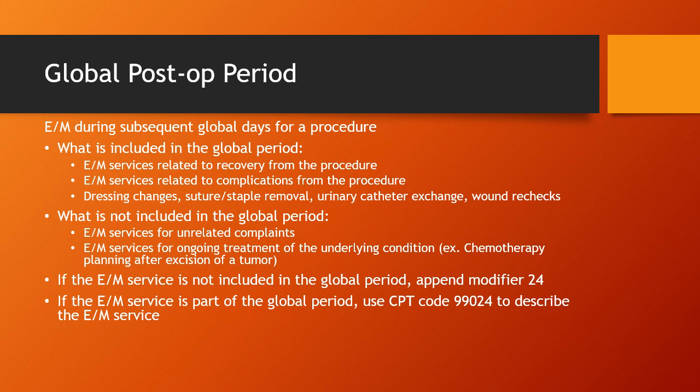Evaluation and management services for unrelated complaints. Of course, if my patient comes back and they have an unrelated complaint to the surgery, that one's going to be a separate evaluation and management. Evaluation and management services for ongoing treatment of the underlying condition. So if I've performed a surgery, but I'm still having to treat that underlying condition, for example, I'm doing chemotherapy planning after excision of a tumor, those services are also going to be considered separate.